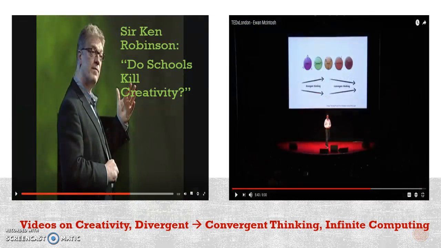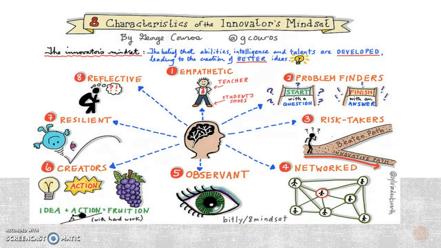I've also reviewed videos on innovation in the classroom, videos on creativity by Sir Ken Robinson, Ewan McIntosh's Divergent to Convergent Thinking, as well as Carl Bass, Infinite Computing. Also spent time reviewing the 8 characteristics of the innovator's mindset: empathetic, problem finders, risk takers, network, observant, creators, resilient, and reflective.